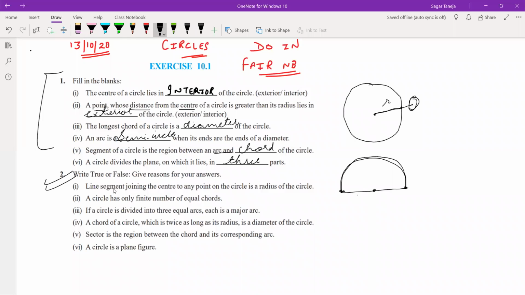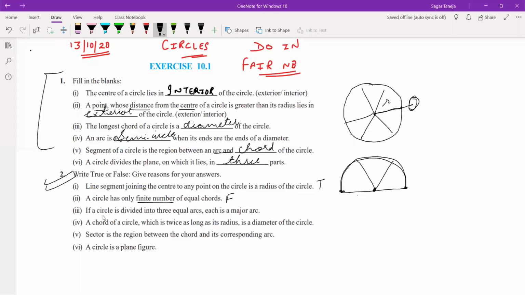A line segment joining the center to any point on the circle is the radius of the circle. It means if you are making any line segment from the center to the circle, from center to the circle, from center to the circle, all these lines are representing the radius. So it is true. A circle has only a finite number of equal chords. No, you can make infinite equal chords.